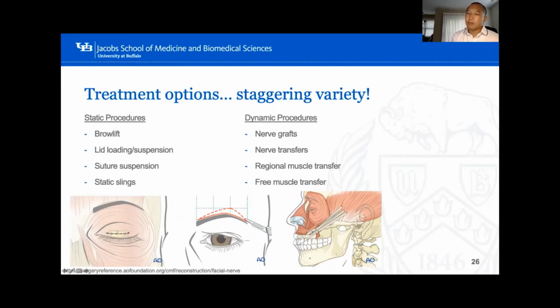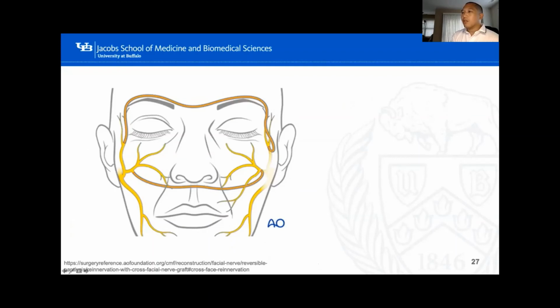And then the dynamic procedures, hopefully you can get movement either spontaneously or with physical therapy. And there's a range of procedures you could do. Regional transfers, including temporalis, or free muscle transfer, mostly the gracilis in this case. So just some pictures of some nerve grafts because they're kind of cool. You can do a cross-face nerve graft.